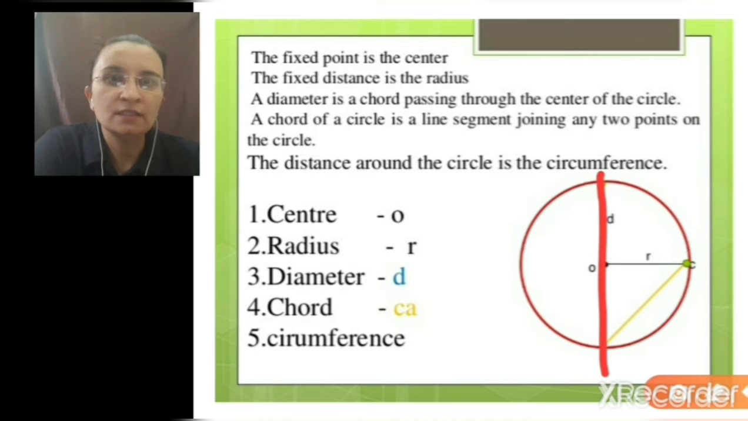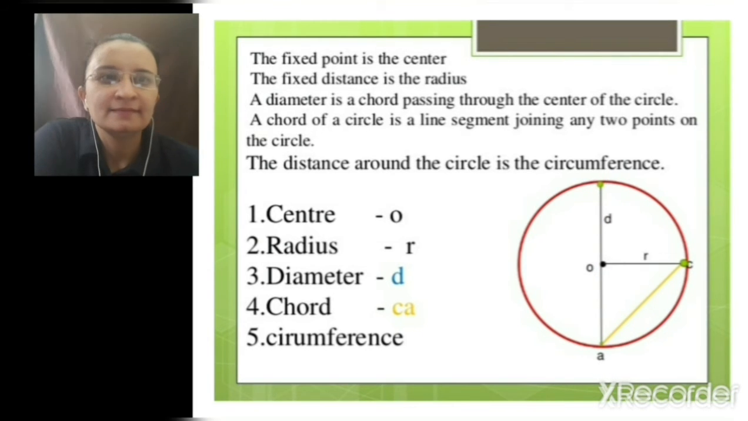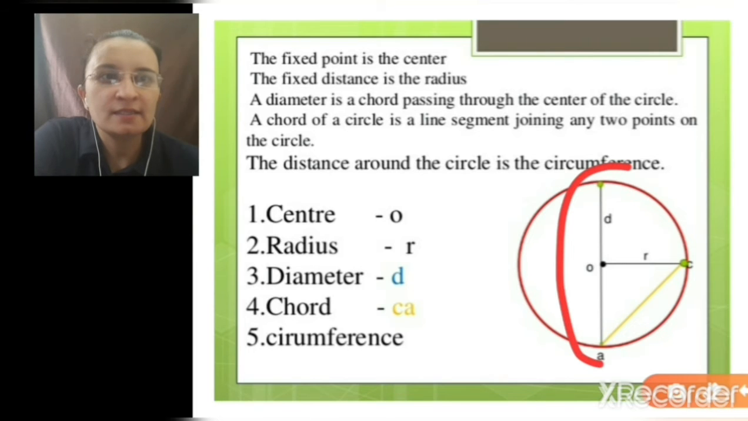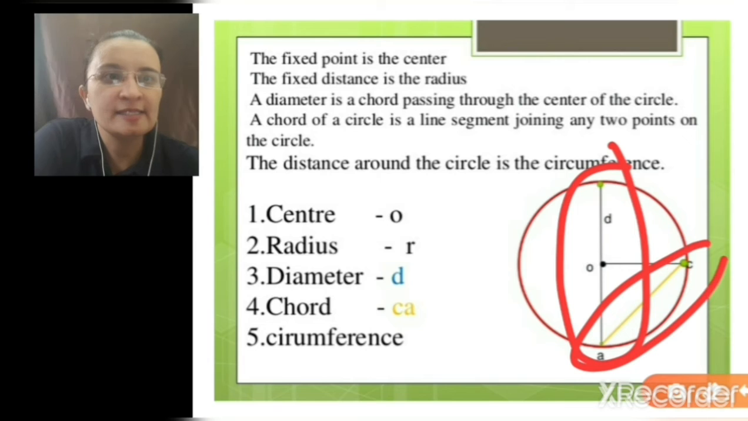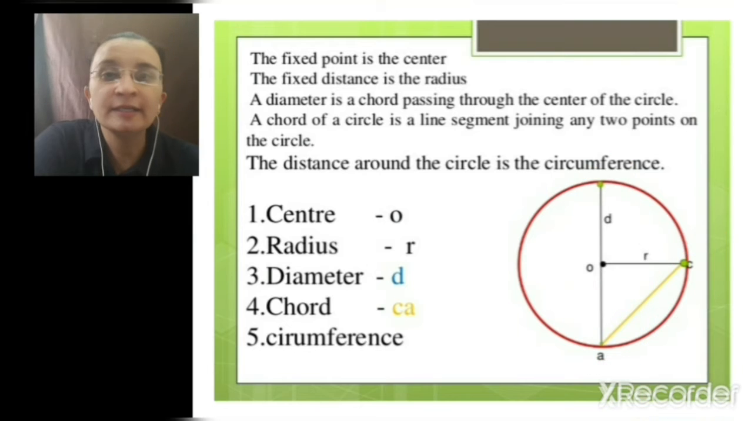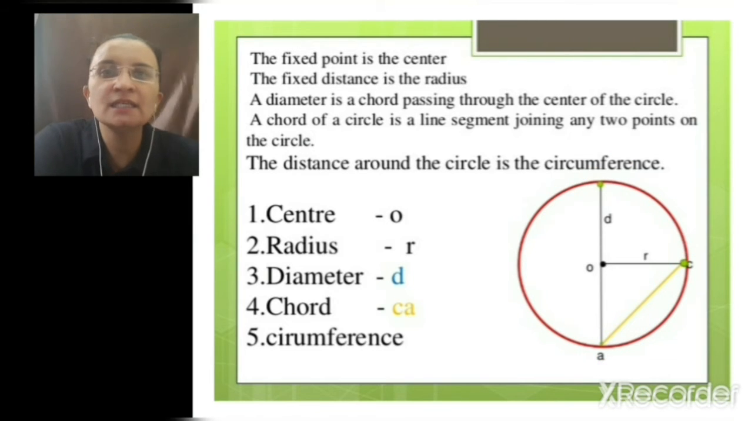Chord. A chord of a circle is line segment joining any 2 points on the circle. Here we have two chords, this AD and AC. A chord of a circle is a line segment joining any 2 points on the circle. Remember that diameter is the biggest chord.